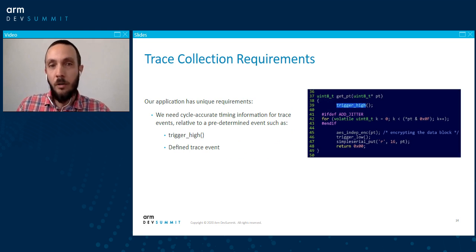So what are our requirements to do the kind of stuff that we're going to show in the next few slides? We have some fairly unique requirements, like I alluded to earlier. What we really need is very accurate, cycle-accurate timing information for trace events. And we want time information that's relative to some stable reference, such as a trigger, an event that's instrumented in source code, or a defined trace limit.